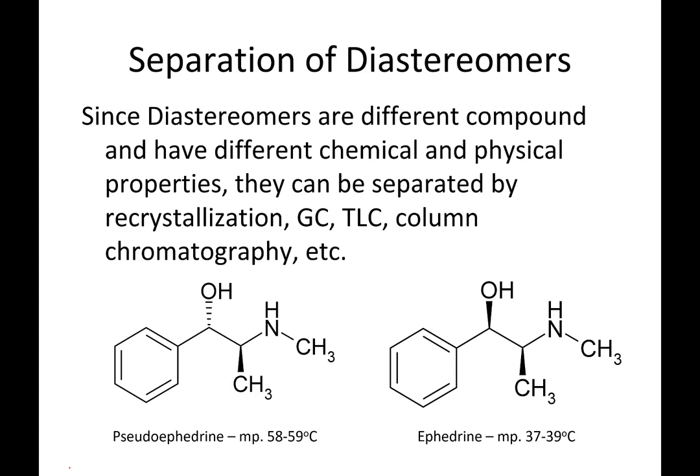So in order to separate enantiomers, we have to talk about diastereomers. Well, diastereomers are completely different molecules. And remember what a diastereomer is. A diastereomer has at least one chiral center the same configuration, at least one chiral center opposite. Those are the diastereomers. Diastereomers are different compounds. I can shoot them into a GC, I'll see two peaks. Put them in a column, get two test tubes full. Put it on TLC, see two spots.